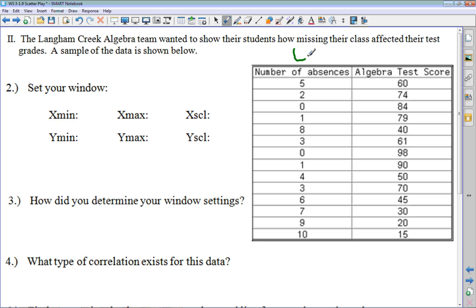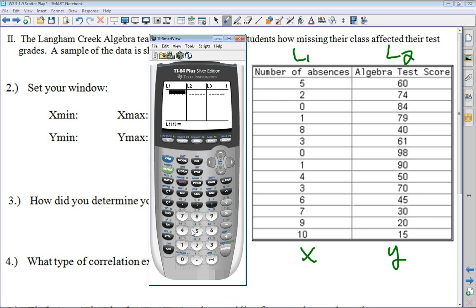This right here is going to go into L1. This is going into L2. This is going to be my x. This is going to be my y. Okay, calculator. There we go. 5, enter. 2, enter. 0, 1, 8, 3, 0, 1, 4, 3, 6, 7, 9, and 10. An arrow over. Let's do those test scores.